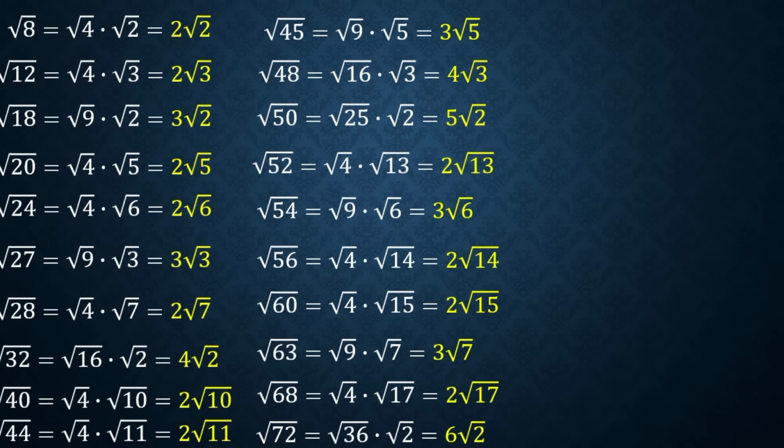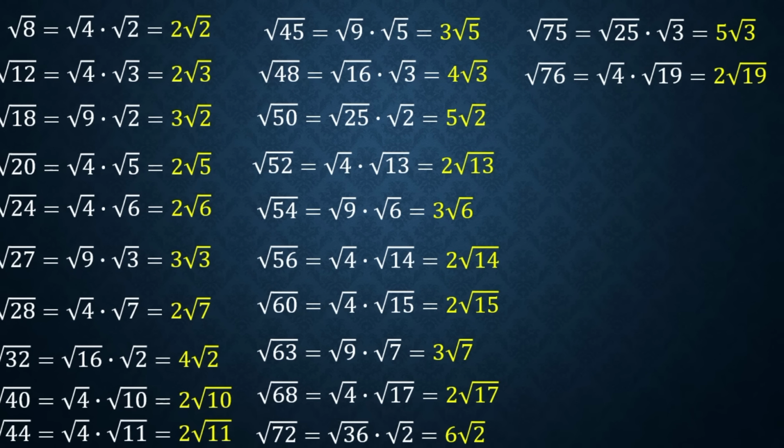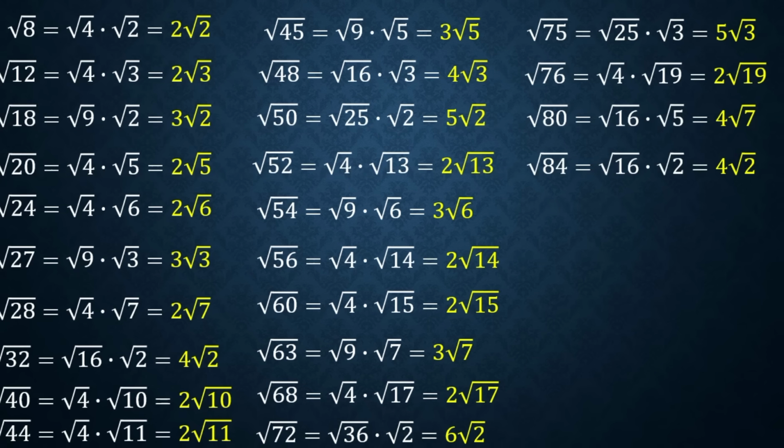Square root of 72, that is 6 square root of 2. Square root of 75, that is 5 square root of 3. Square root of 76, that is 2 square root of 19. Square root of 80, that is 4 square root of 5, rather. Again, square root of 80, that is 4 square root of 5. Square root of 84... that is 84. Okay, for square root of 84, that is 2 square root of 21.